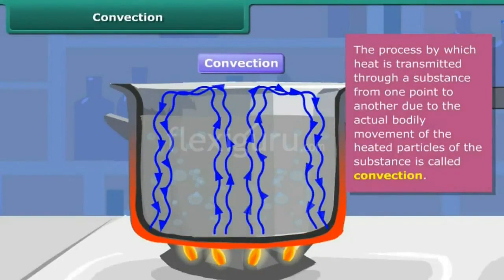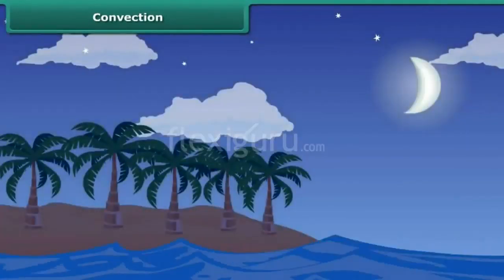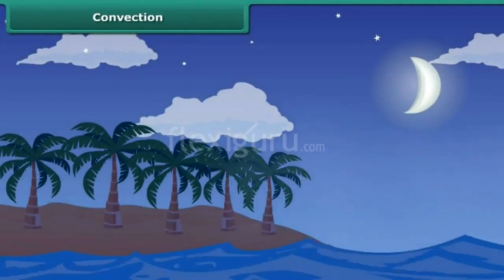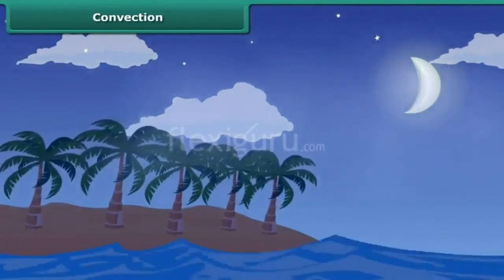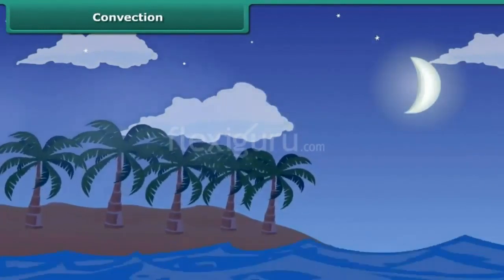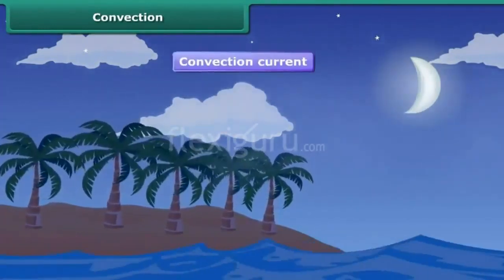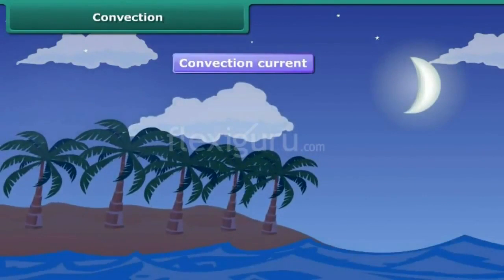Convection of heat takes place in fluids, that is, liquids and gases, and involves the movement of matter from hot regions to cooler regions. In convection, heat is carried by moving gases like air and by moving liquids like water. A movement of air which carries heat from a warmer place to a cooler place is called convection current.